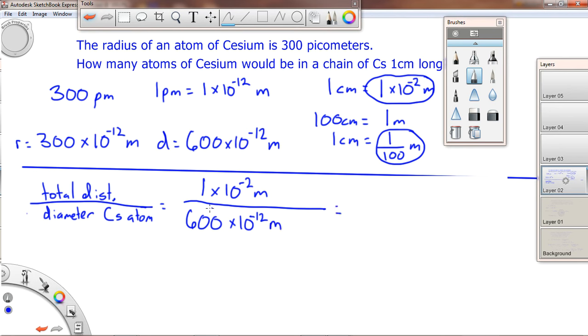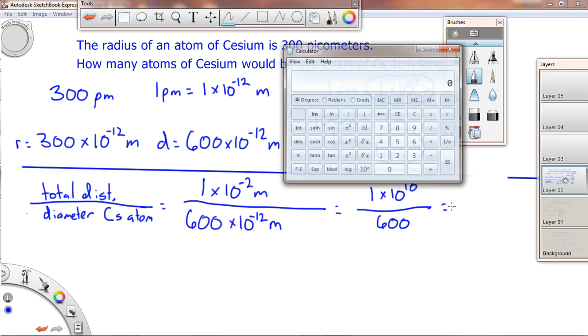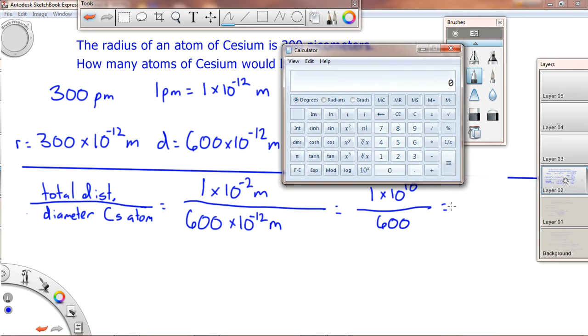Okay, here we're going to apply some exponent rules. The 1 and the 600, I'm just going to leave alone for right now, but 10 to the negative 2 divided by 10 to the negative 12, well, that's going to be 10 to the negative 2 minus negative 12, which is, my numerator is now going to have 1 times 10 to the 10th. And we're going to divide this by 600. And here's where you go to your calculator, if you need to. So here we go. 1 times 10 to the 10th is a 1 with 1, 2, 3, 4, 5, 6, 7, 8, 9, 10 zeros. Divide this by 600, and there's your answer right there.